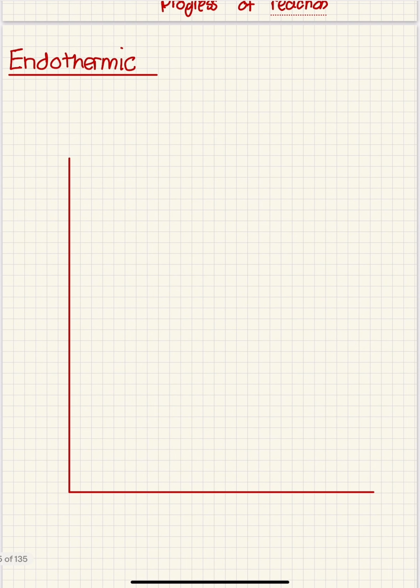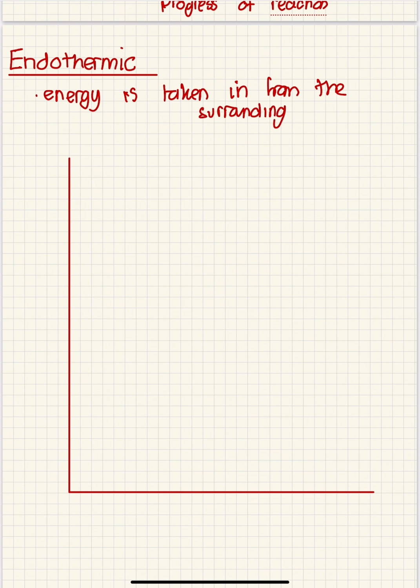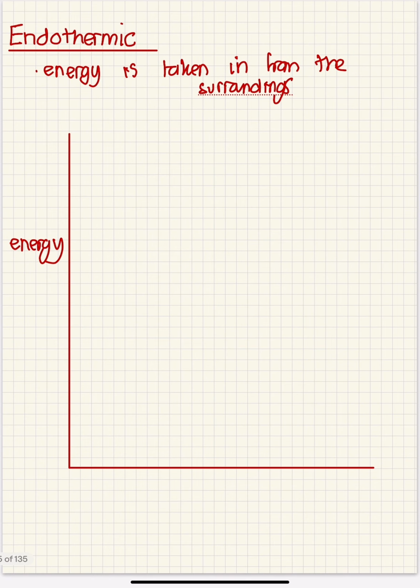Like we did for exothermic, we'll just remind ourselves of what an endothermic reaction is. This is when energy is taken in from the surroundings. So energy is taken in from the surroundings. And again, let's just label our y-axis and x-axis. It's the same. Y-axis is energy. X-axis is progress of reaction.